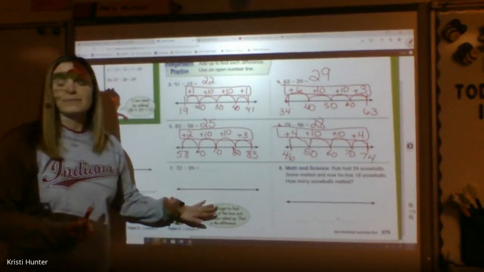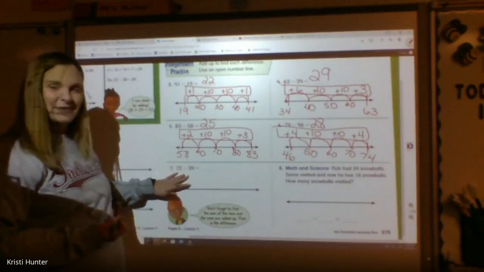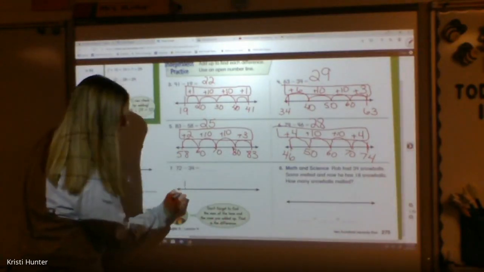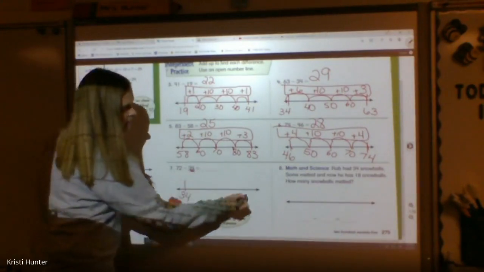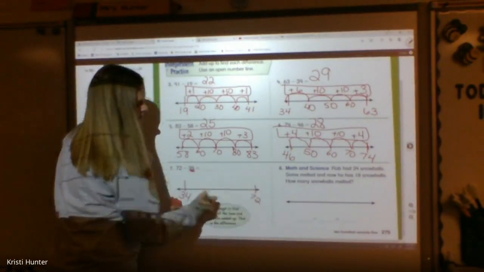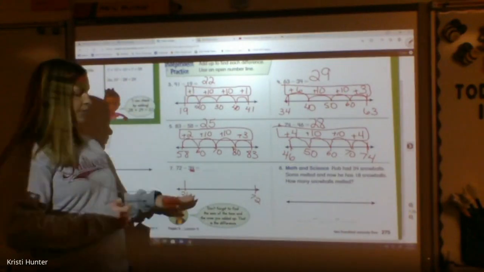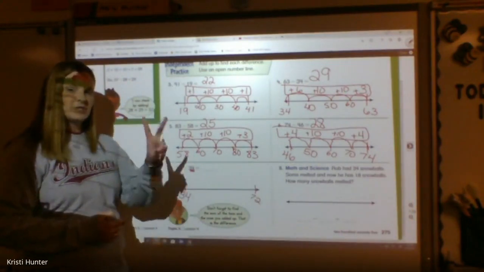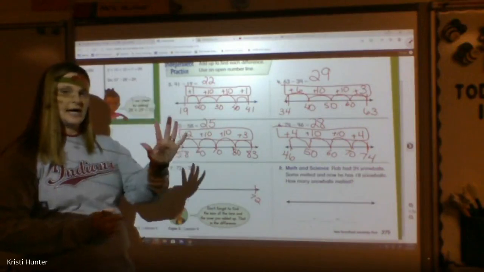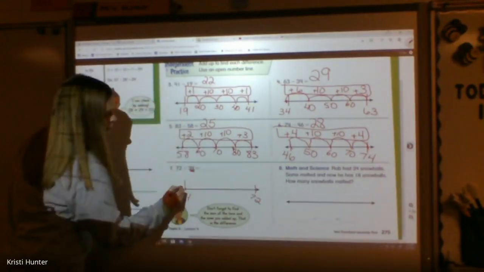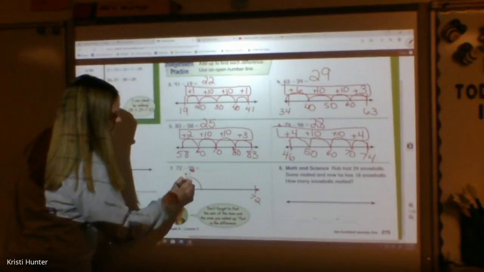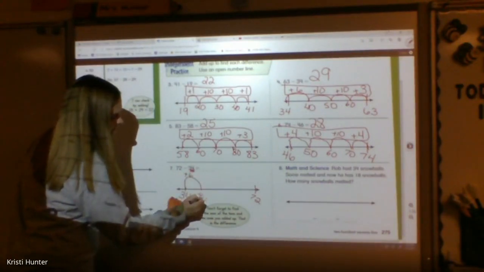All right, and number 7 ends at 72, but my left number is 34 because that's my small number. The big number is 72. All right, here we go. 34, 35, 36, 37, 38, 39, 40. So I want a 6 jump there. So a plus 6 will get me to 40.